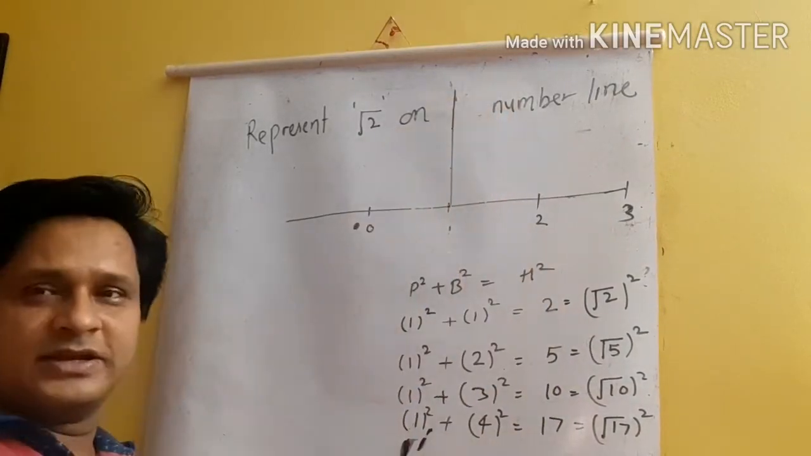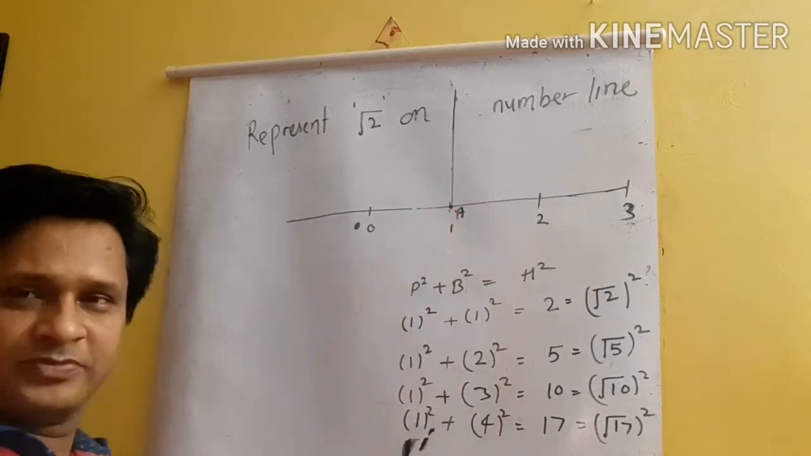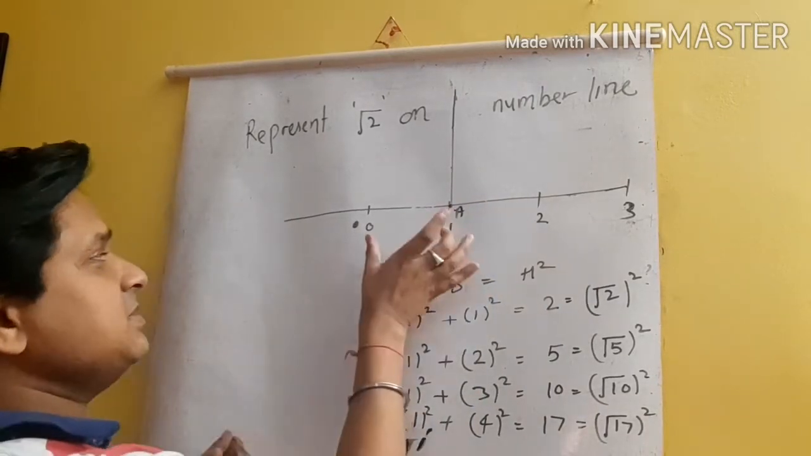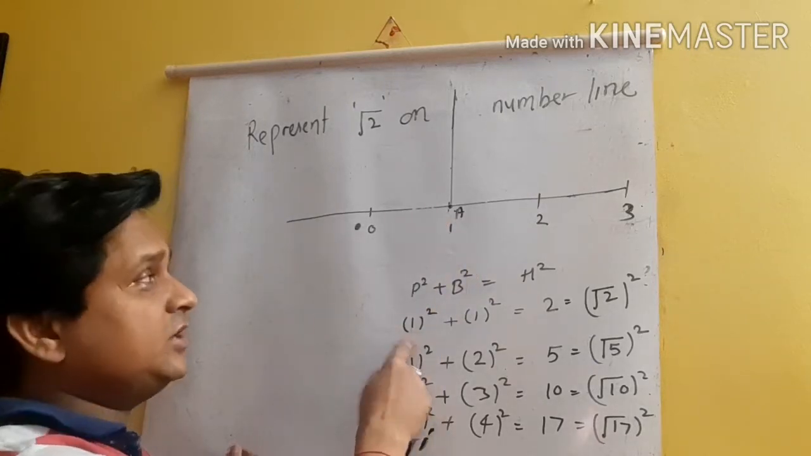I just draw a line here. Suppose this point at 1 unit I just took as A. Okay. Now this is base 1 unit. Now I have to take perpendicular distance at 1 unit. So what will you do?